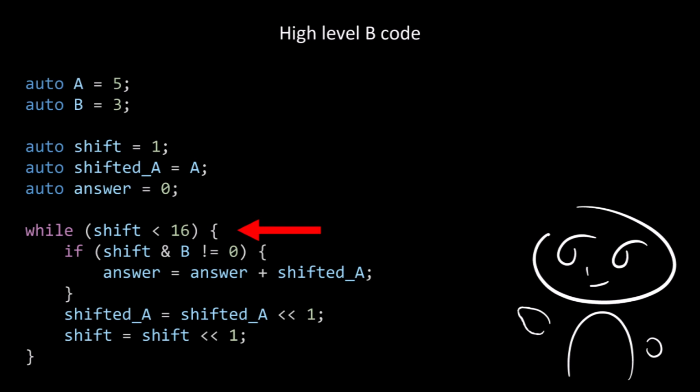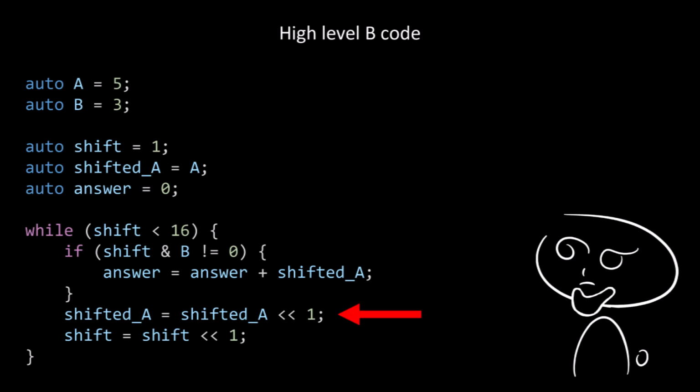And we start by doing an if statement, and the if statement tests if shift ANDed with B. So what this is doing is it's checking to see if the bit in B is set or not set. If it is set, then we do the if statement. If it's not set, then we skip the if statement. So if that bit is set, then we add shifted A to the answer. And in either case, we then left shift shifted A once, then we left shift shift once. And that loop will carry on going until we get the correct answer.